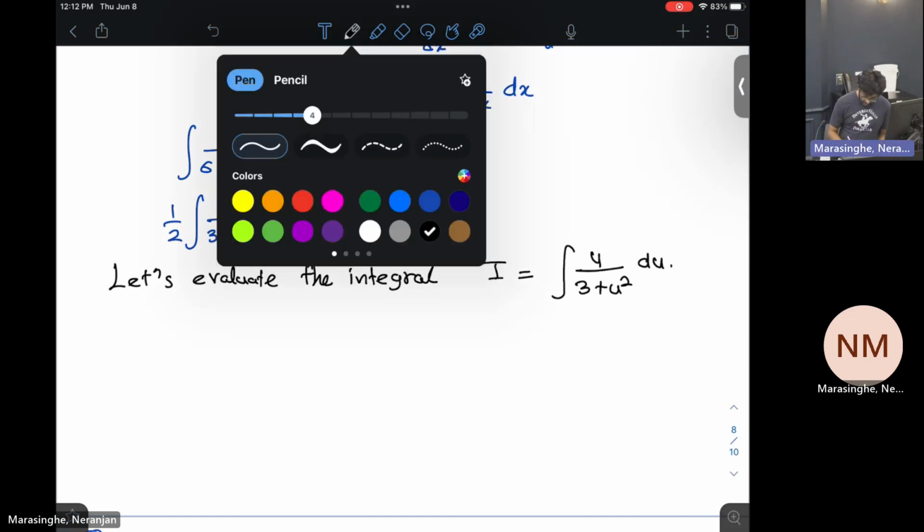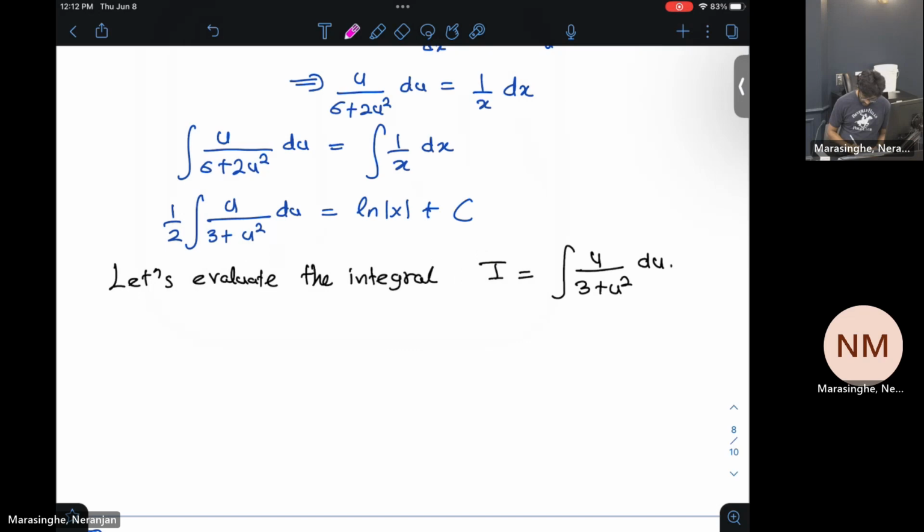For that, I am going to use the substitution t equals u square. Okay. Then what is dt? dt is 2u times du. So 1 over 2 dt is equal to u du.